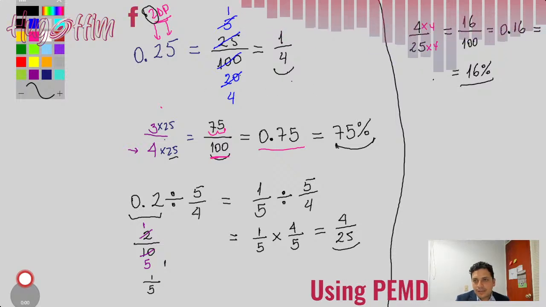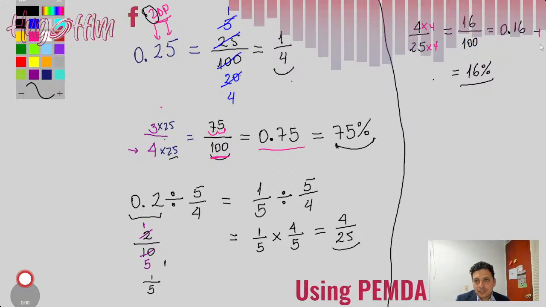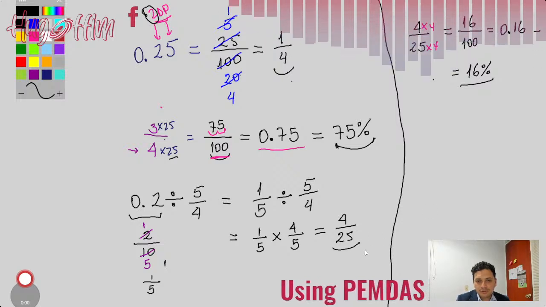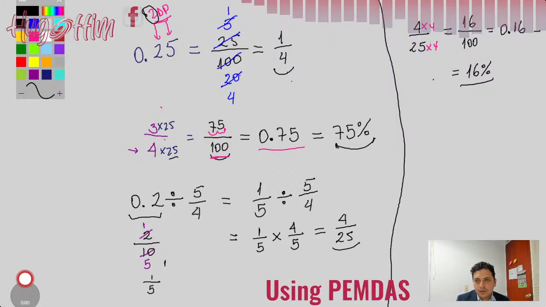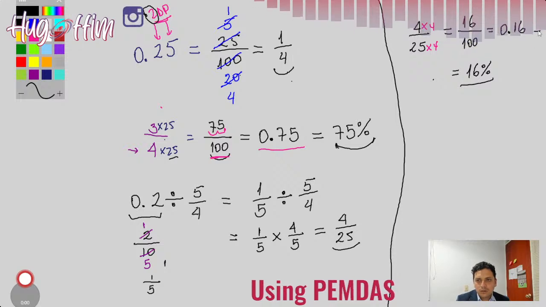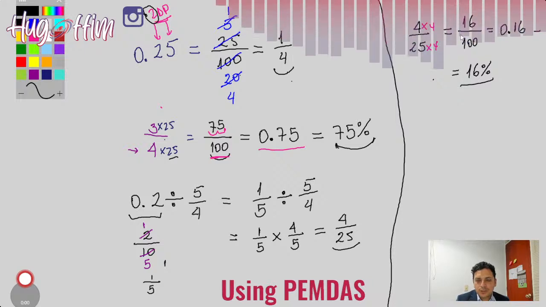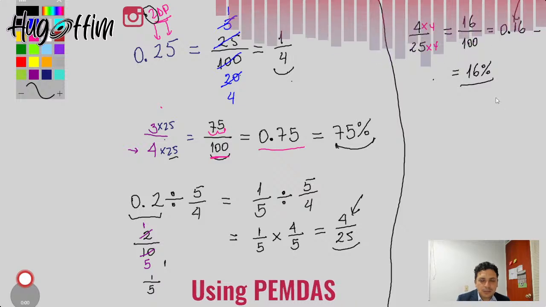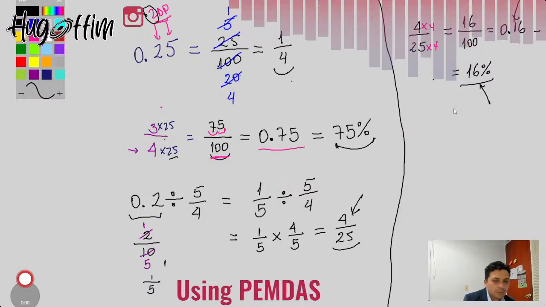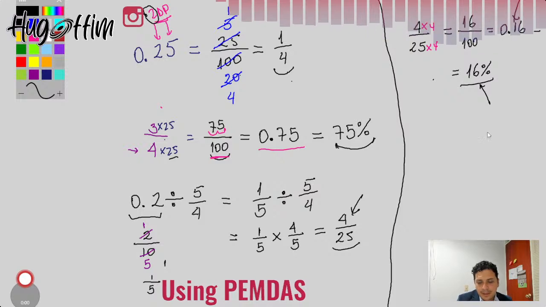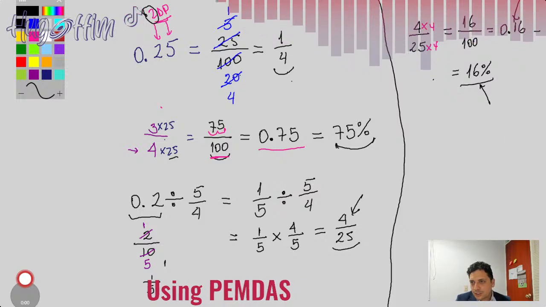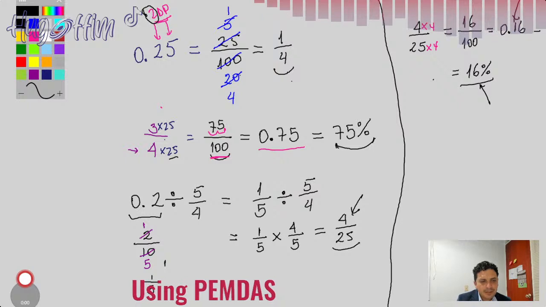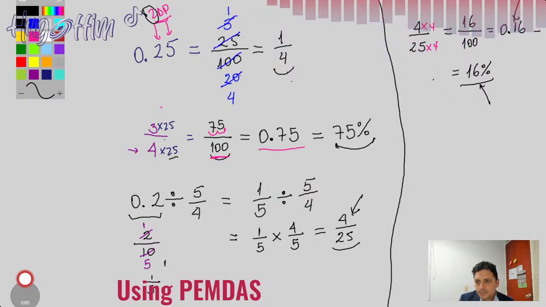So you have the three options. Fraction option, 4 over 25. Decimal, 0.16, or 16%. You can convert it to any of them. Now this is just to operate with fractions, decimals, fractions with decimals, these types of operations.